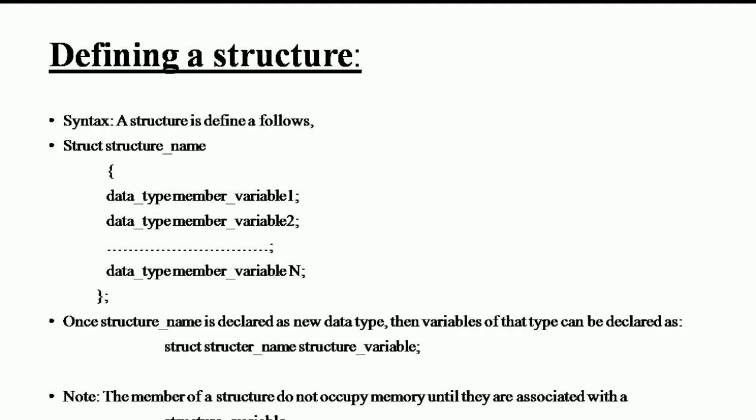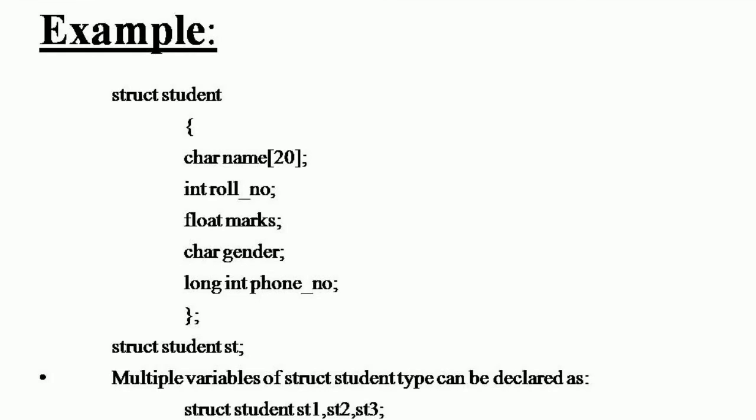Then go to the example of a simple structure. struct student, curly braces, char name[20], int roll number, float marks, char gender, long int phone, every line ended with a semicolon, curly braces close, ended with a semicolon.